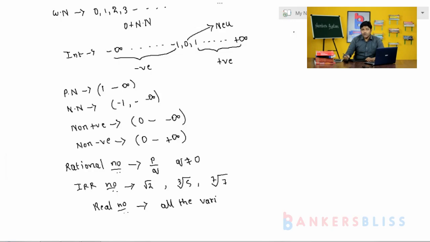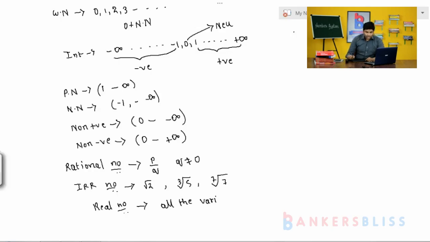Okay, so now you have learned what you mean by natural number, what you mean by whole number, what you mean by integer. In integer, if they ask you to consider non-negative, non-positive, negative, positive, you learned how to consider the range. Next, you have learnt what you mean by rational number, what you mean by irrational number, what you mean by real number.